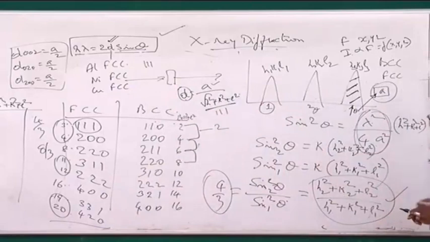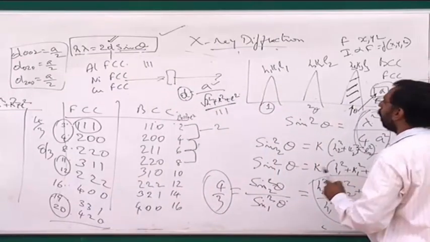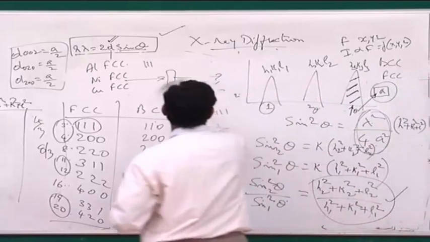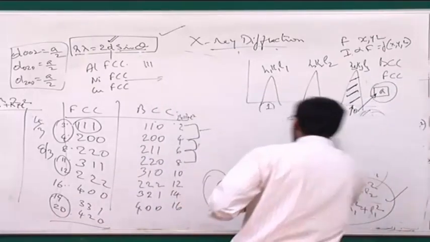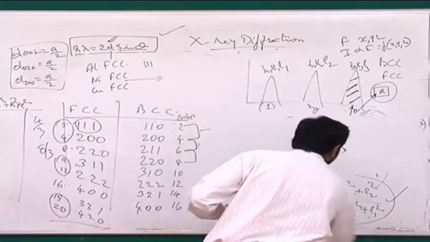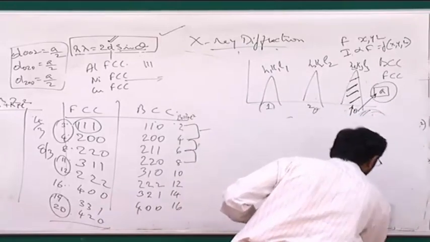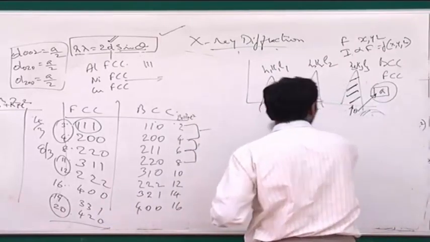Now, to find out whether it is BCC or not is a small problem. The problem comes because of this. Where does the problem come from? So far I have talked only about FCC and BCC, I did not talk about simple cubic.